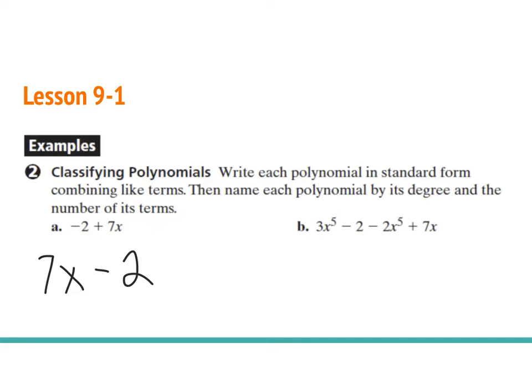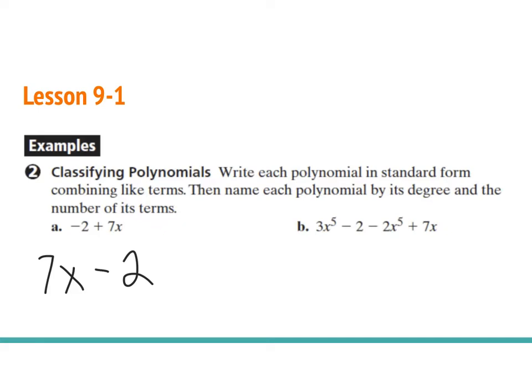So how many terms do we have? We have 2 terms, right? So this is going to be a binomial, and its degree is 1 because we have 2 terms. The 7x has a degree of 1 and the 2 has a degree of 0. So the greatest degree we have here is 1. So this is a first degree binomial.